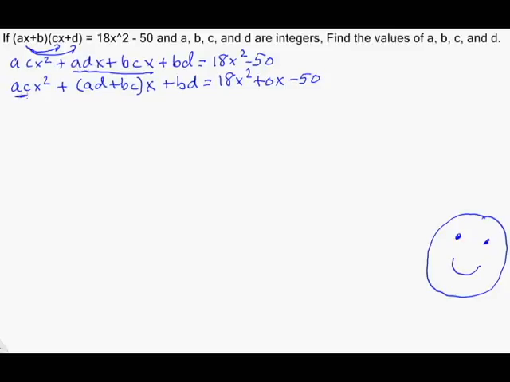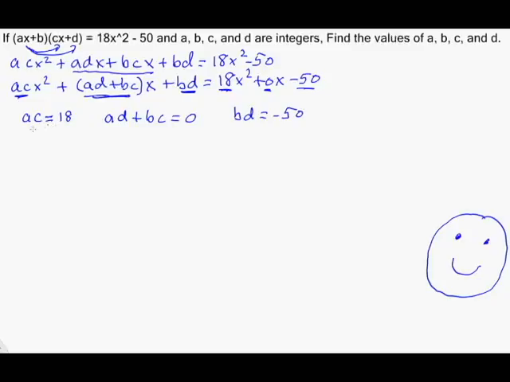So therefore AC must be the same as 18. AC has to be 18. And then for the linear term, this quantity AD plus BC has to be the same as 0. So AD plus BC must be 0, and then of course the constants must be equal. So we got BD is equal to negative 50. So now it's just a matter of solving simultaneously.